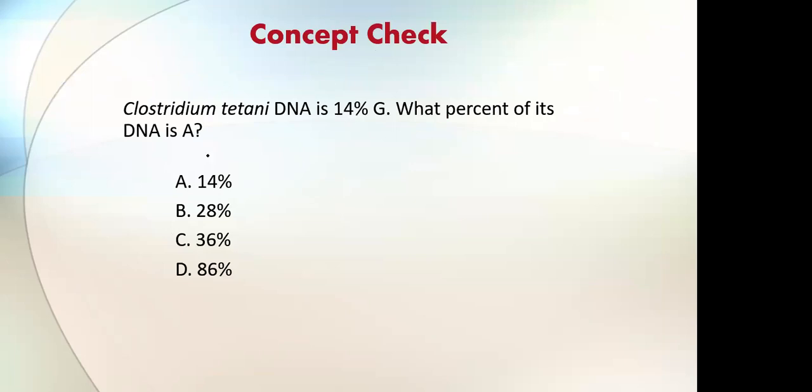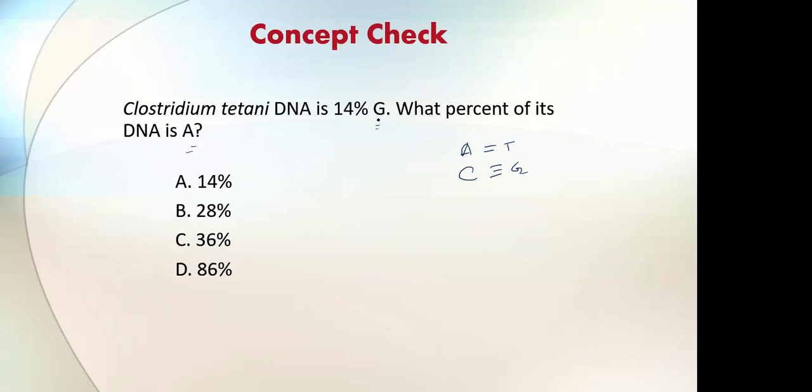Okay, so this is the type of math you can expect. Clostridium tetani DNA is 14% guanine. What percent of its DNA is adenine? Okay, so we know adenine goes with thymine, cytosine goes with guanine, right?